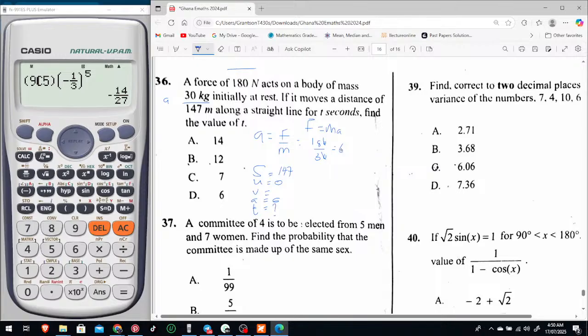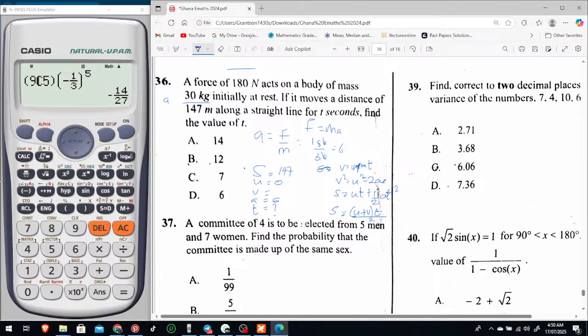So let's write all the equations of motion. Let me start with v equals u plus at. Then v squared equals u squared plus 2as. Then s equals ut, that's the area of a rectangle, plus half at squared, area of a triangle. Then s equals u plus v times t all over 2, area of a trapezium.